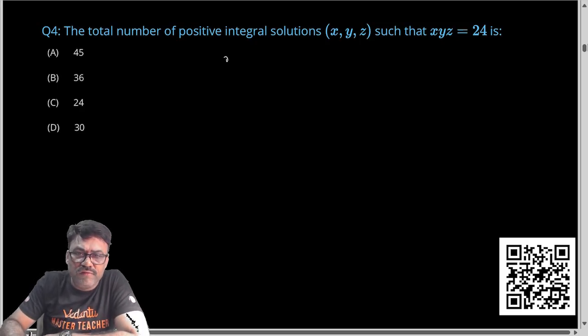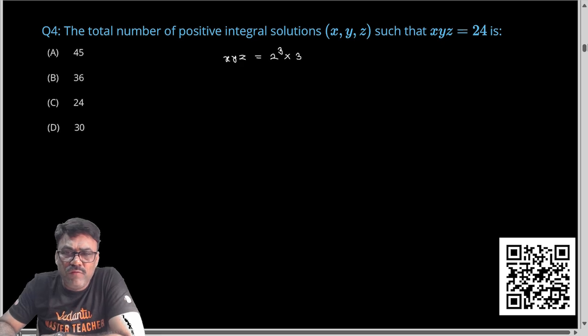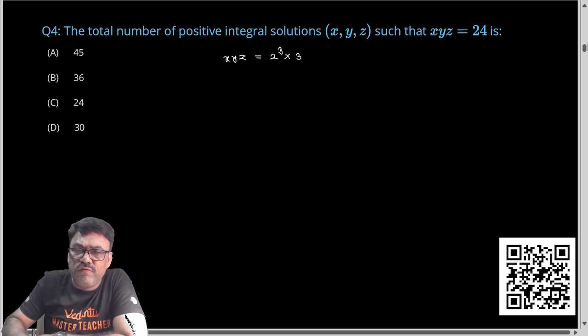So basically I can write this product xyz as 2 cube into 3. Now see, basically you have to place this 2 cube and 3. In fact, you can consider x, y, z as 3 persons, and you have to distribute 3 between these 3 persons without any restriction, meaning 3 can go to x or y or z. And then you have to distribute this 2 cube between x, y, and z. So see, 3 can be placed in 3 ways: 3 can go to x, 3 can go to y, 3 can go to z. So 3 can be distributed.